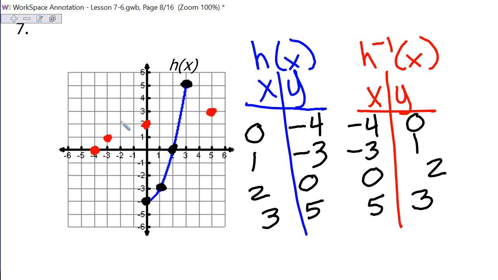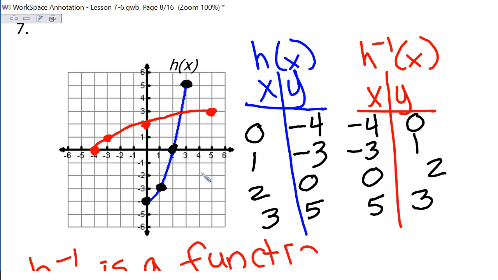And is h inverse a function? Yeah, if I draw a vertical line, it touches only one time. So h inverse is a function.